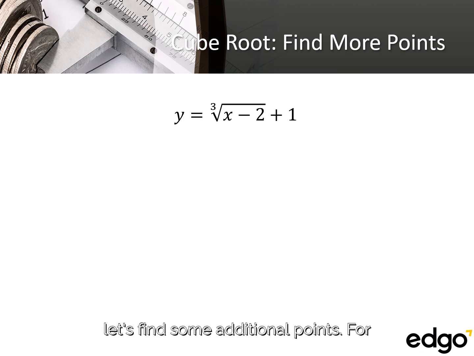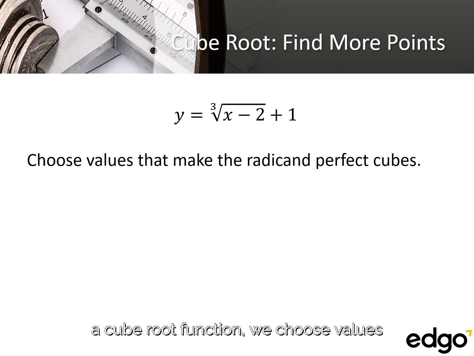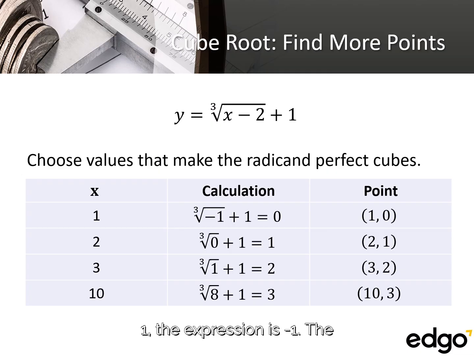Now let's find some additional points. For a cube root function, we choose values that make the expression inside the cube root perfect cubes. When x is 1, the expression is negative 1. The cube root of negative 1 is negative 1. Adding 1 gives 0. So the point is (1, 0). When x is 2, the expression is 0. So the point is (2, 1).